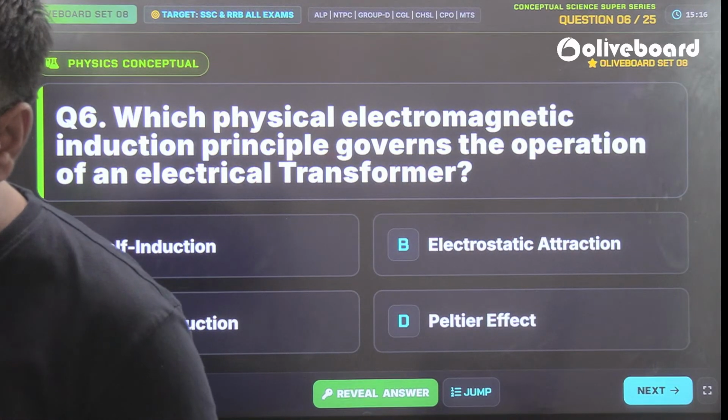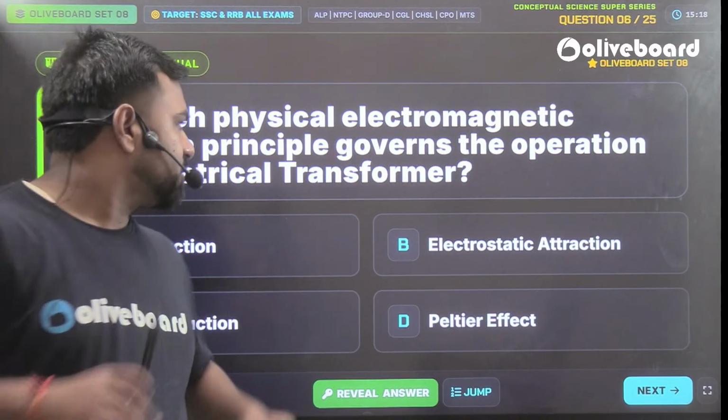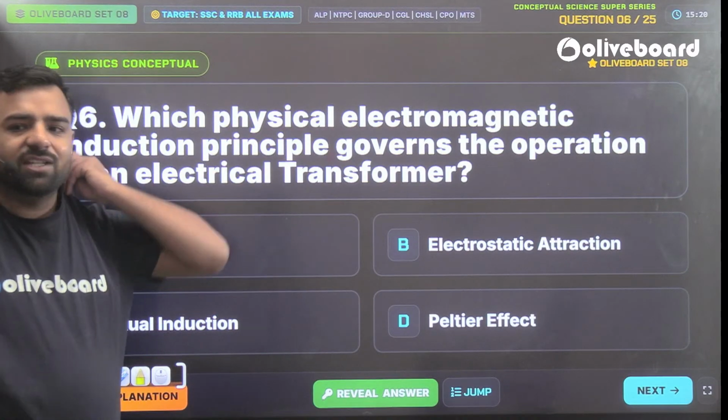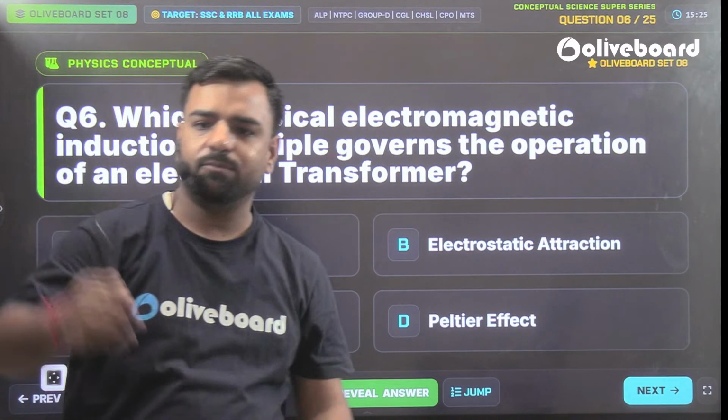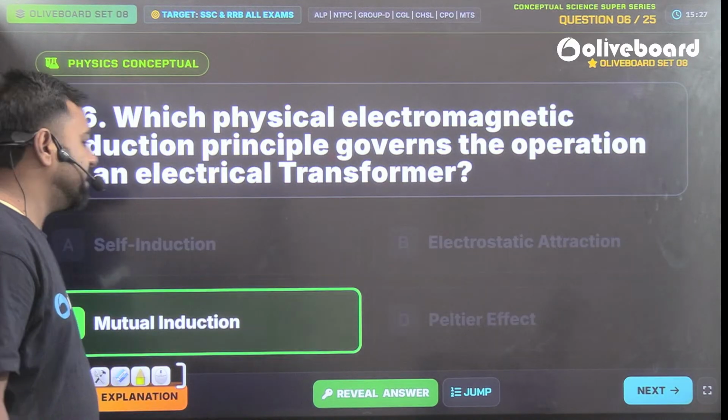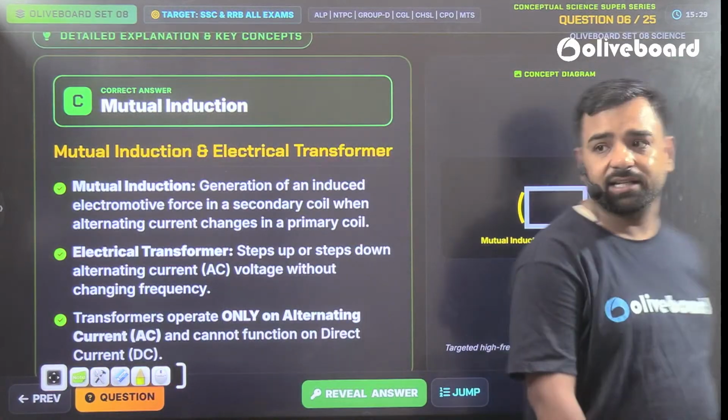So Ankita is going with B, but Harry is going with C. This time electrostatic attraction is not the answer. Ankita, this time the answer will, oh yeah, you are correct. So Ankita and Harry, both of you are correct. The correct answer will be mutual induction. Mutual induction, that is option number C, is the correct answer.